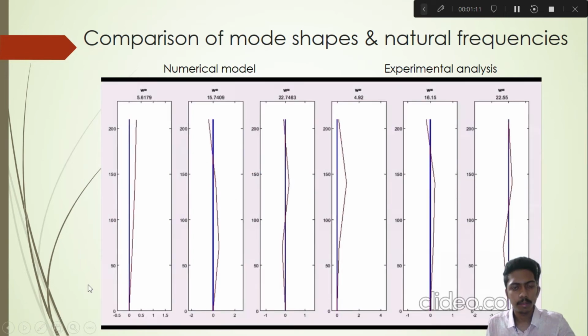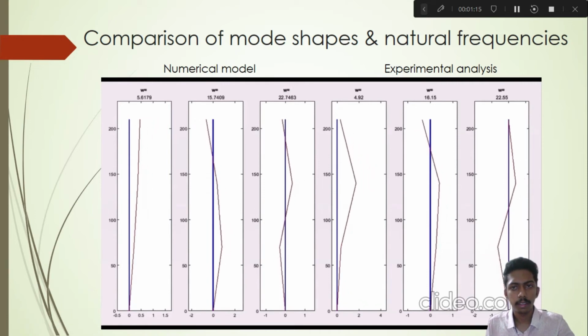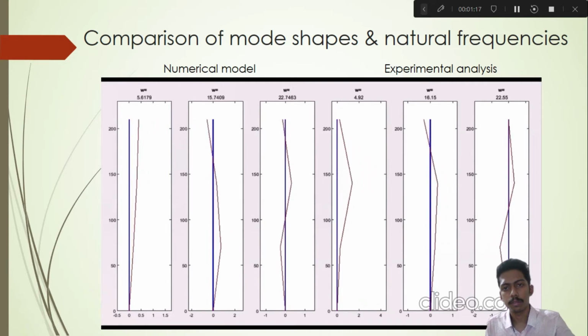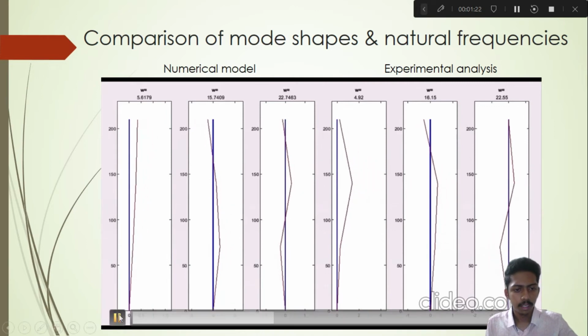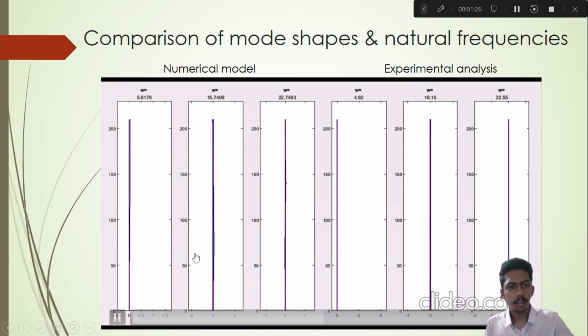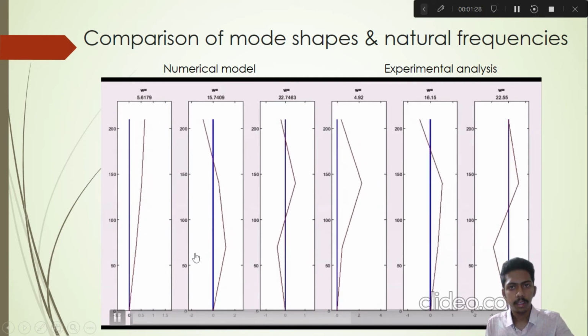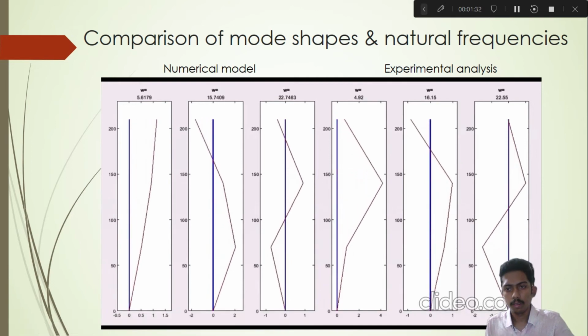The first three, mode 1, mode 2, and mode 3, are the numerical modeling, and the last three mode shapes are the experimental modeling, mode 1, mode 2, and mode 3. As we can see, there is a huge drop in the natural frequencies and also in the way the responses of the structure are happening.